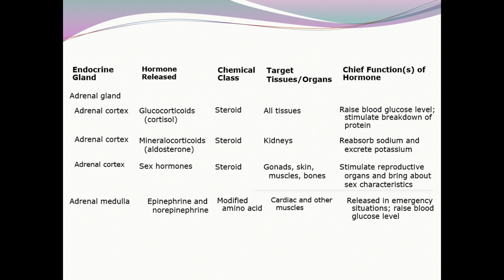Sex hormones will be released and target the gonads, the skin, the muscles, and the bones, and stimulate reproductive organs and bring about sex characteristics. Then in the adrenal medulla, epinephrine and norepinephrine will target the cardiac and other muscles, including smooth muscles of the blood vessels. And it is released in emergency situations and will raise blood glucose levels, as well as increase heart rate, elevate blood pressure, and increase breathing rate, all of that good stuff. Kind of known as the adrenaline response.